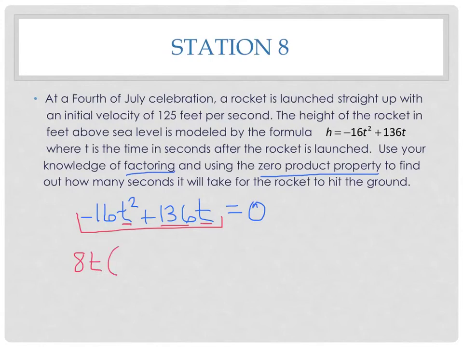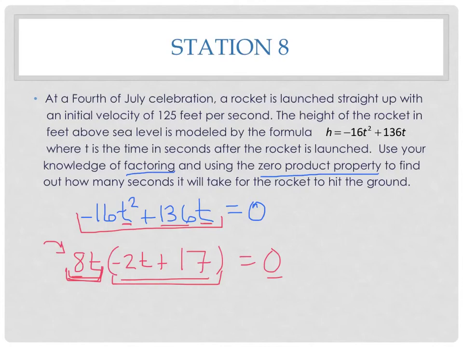So then what's negative 16 divided by 8? That's going to be negative 2. T squared divided by t is going to give me t. And 136 divided by 8 is going to be 17. And t divided by t is 1. So now what I have is a monomial times a binomial is equal to 0. So now I can use the zero product property, because I know that if a number times another number has to equal 0, then either this number has to equal 0, or this number has to equal 0, or both.